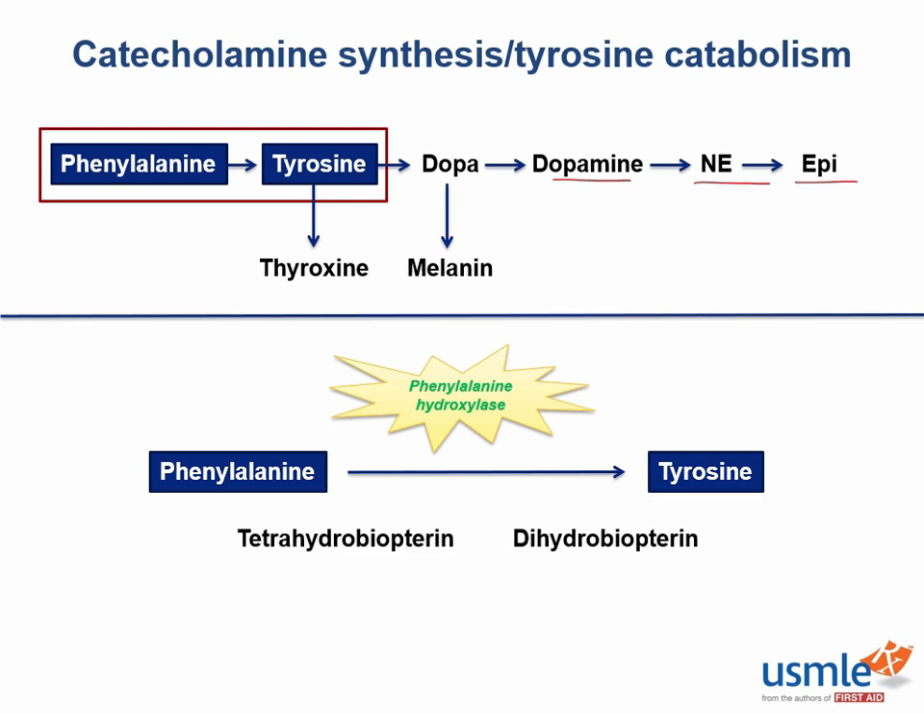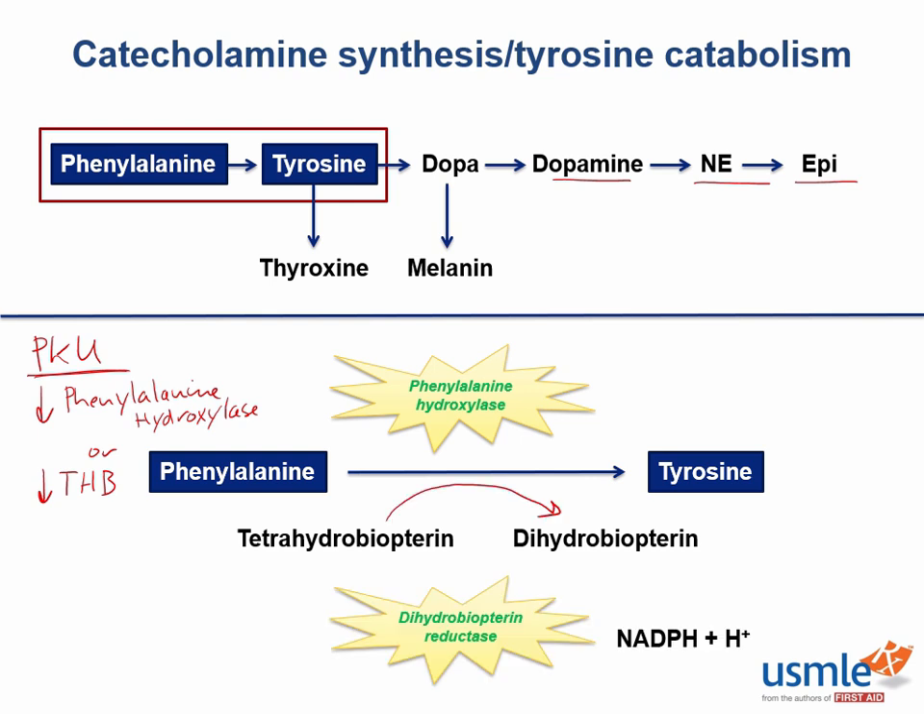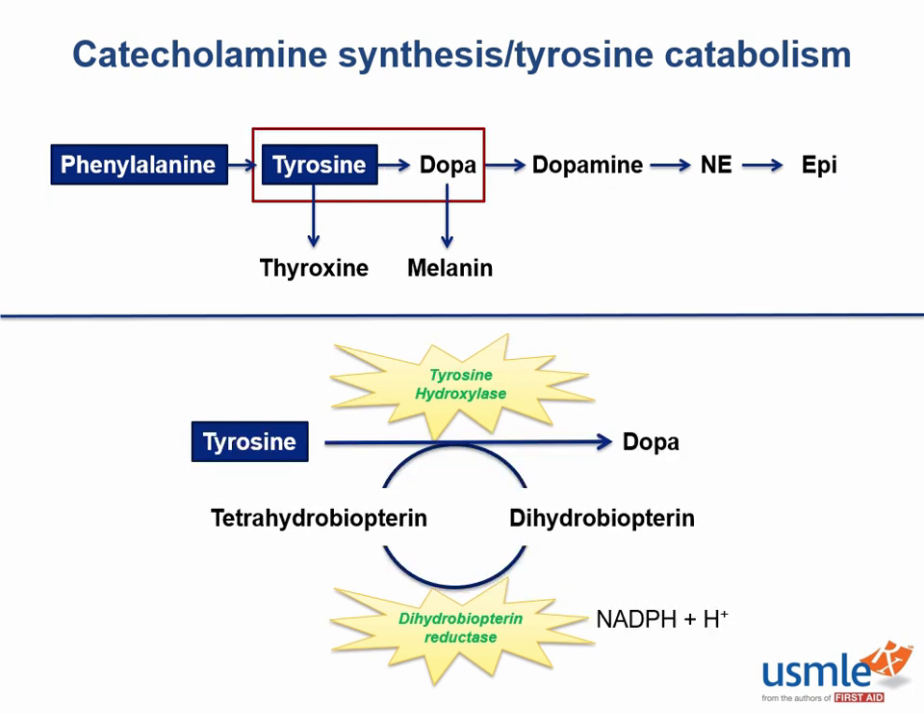Now this step requires tetrahydrobiopterin as a cofactor. And while we're on it, if phenylalanine hydroxylase or tetrahydrobiopterin are significantly decreased, what disease do you think you would get? There you go, that'd be PKU. Now after tetrahydrobiopterin is used in this reaction, it is reduced to dihydrobiopterin. Then dihydrobiopterin reductase is used along with NADPH to restore dihydrobiopterin back to tetrahydrobiopterin, so it can be used again.